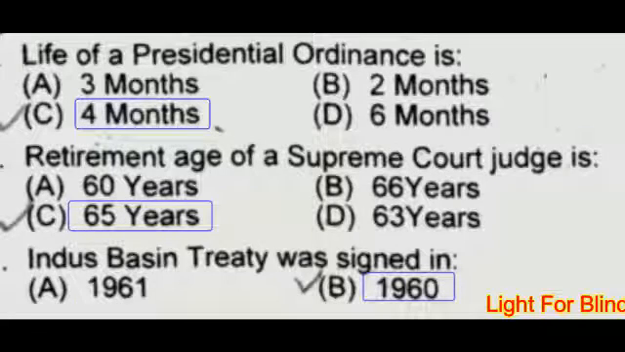Number 85. Life of presidential ordinances. Answer is 4 months. Number 86. Retirement age of Supreme Court judges. Answer is 65 years. Number 87. Indus Basin Treaty was signed in. Answer is 1960.